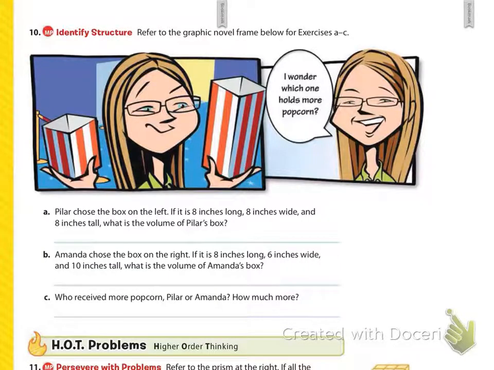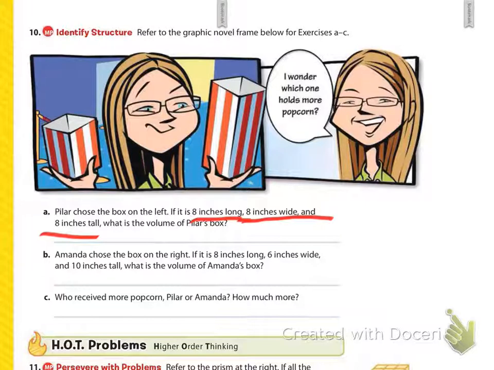Okay, moving on. Last question from lesson 10.1 that I chose. Again, even question number 10. Some of you thought this was going to be a very easy choice just by looking at the picture, but looks can be deceiving, so always do your math work and have proof to back it up. So you have 2 popcorn boxes, and you're being asked which one holds more popcorn. So for A, Pilar chose the box on the left, which is 8 inches by 8 inches by 8 inches.